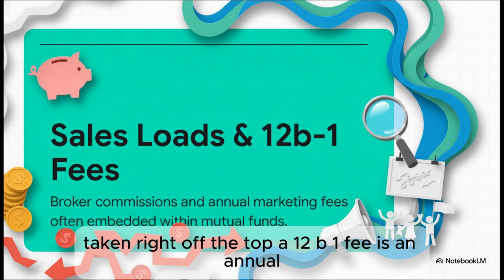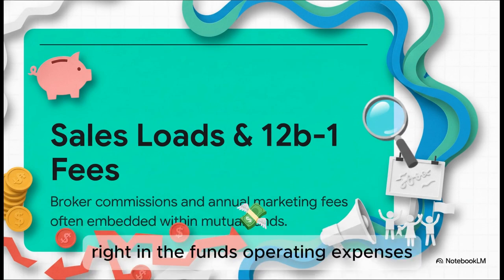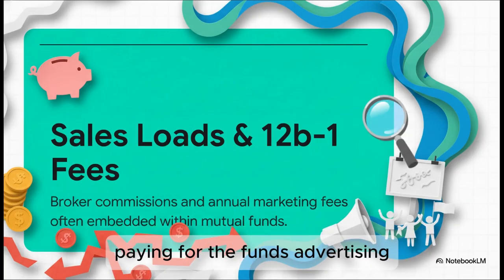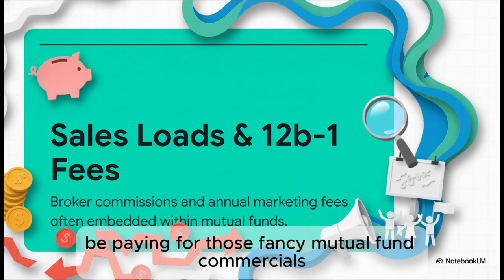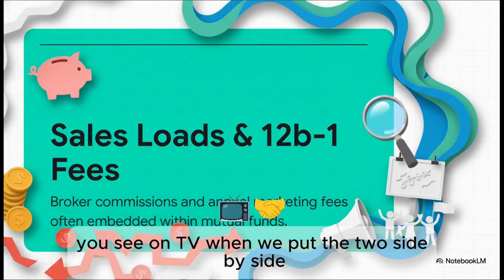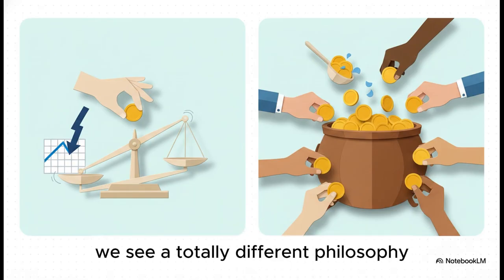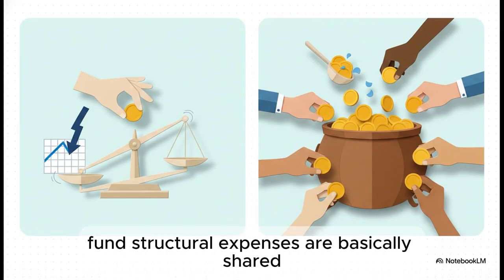A 12b-1 fee is an annual marketing and distribution fee that's actually embedded right in the fund's operating expenses. This means mutual fund investors are often indirectly paying for the fund's advertising out of their own returns. So yes, you might literally be paying for those fancy mutual fund commercials you see on TV. When we put the two side by side, we see a totally different philosophy in how costs are handled. In a mutual fund, structural expenses are basically shared.